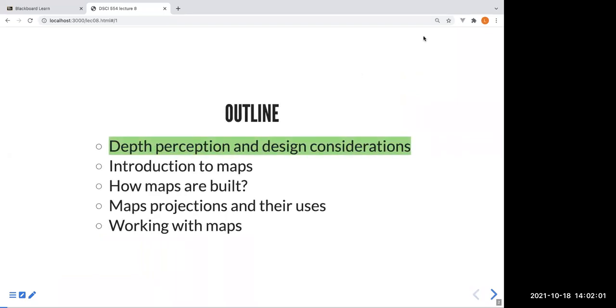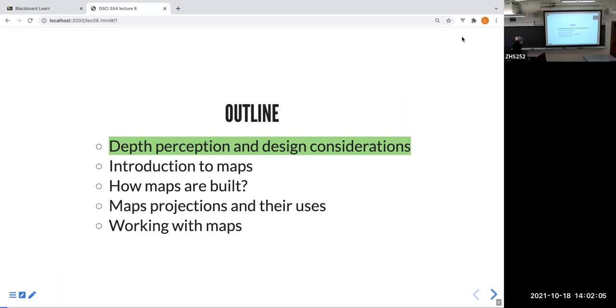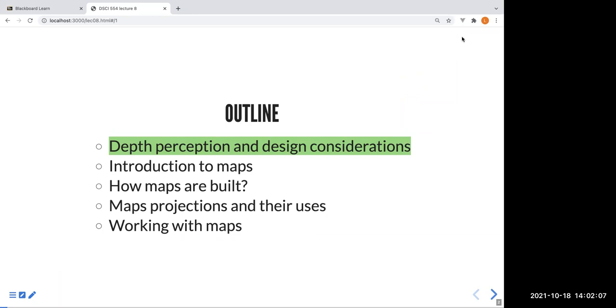All right. So the first part is heavy on concept about how the brain interprets 3D information. So that's all under the umbrella of what's called depth perception. And we'll finish it up with some lessons learned from that.